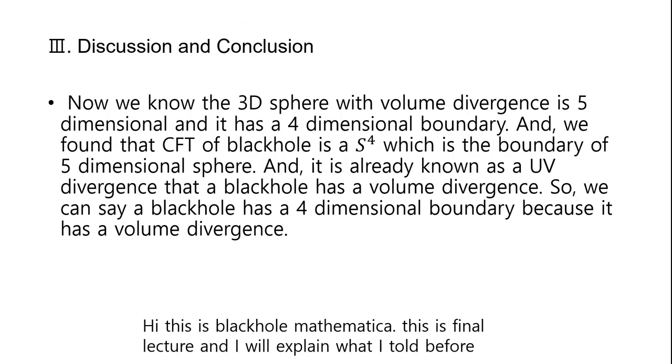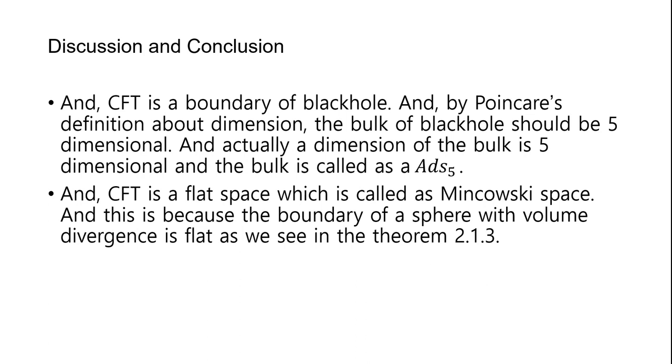This is the final lecture and I will explain what I have told before. Discussion and conclusion. Now we know the 3D sphere with volume divergence is 5-dimensional and it has a 4-dimensional boundary. And we found that the CFT of the black hole is S4, which is the boundary of the 5-dimensional sphere. And it is already known as UV divergence that the black hole has a volume divergence. So we can say the black hole has a 4-dimensional boundary because it has a volume divergence.